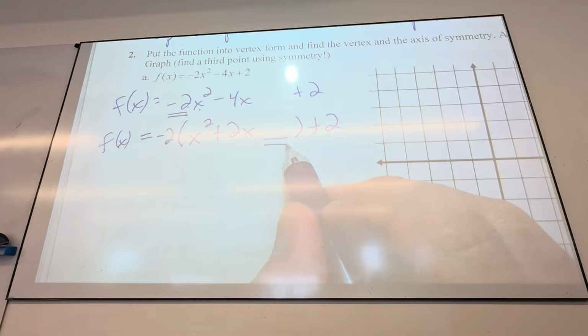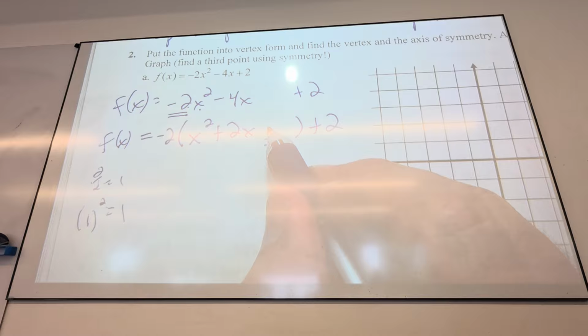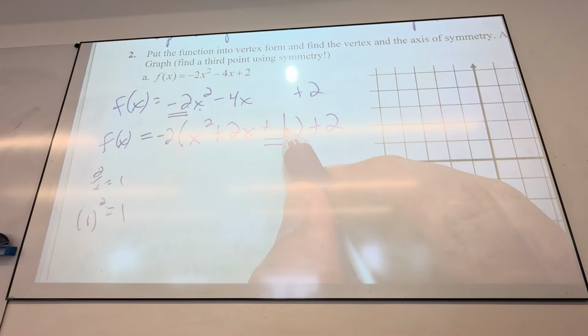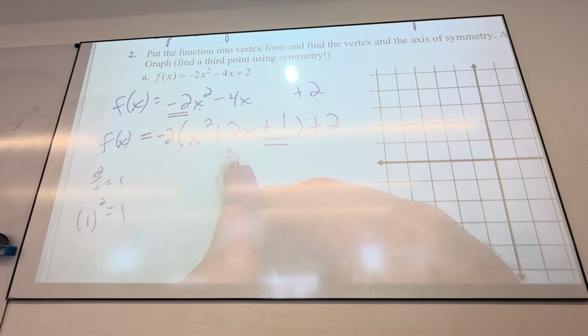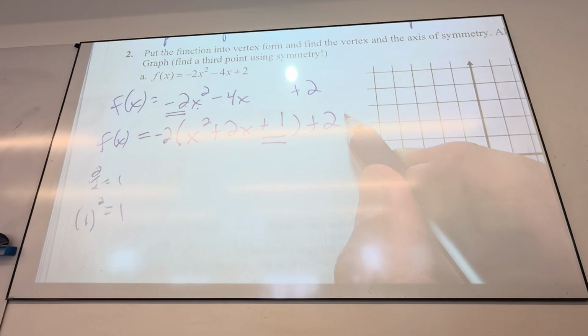So what number goes here? I would take half of 2, and then I would take that number and square it. So what number goes here? 1. Plus 1. What did I really just do? I actually just subtracted 2, yes? So what do I have to do out here? Add 2.